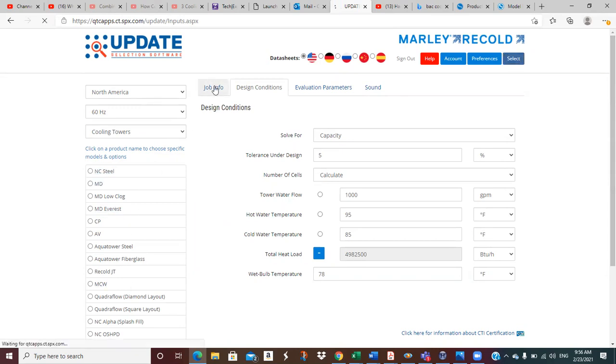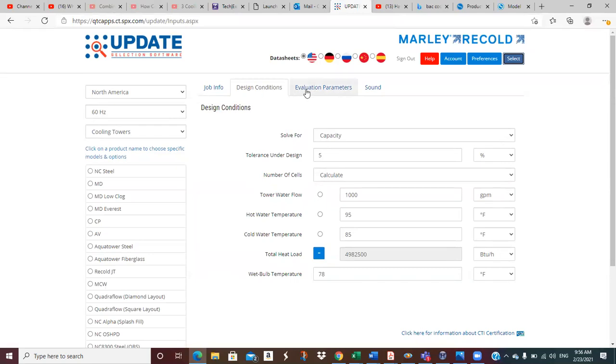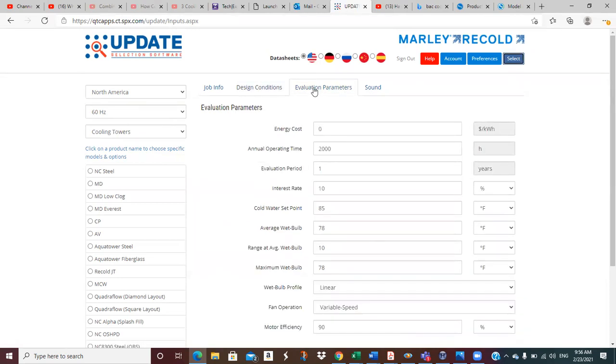give job info and project name, location, all that stuff, design conditions, evaluation parameters. I'm not even sure what's going to come up there. If anything, there you go. Oh yeah, interest rate, operating time. You're going to have variable speed fan or constant speed and all that sort of thing. So they'll do lots of good things for you. So I just want y'all to get a little experience with these programs going forward.